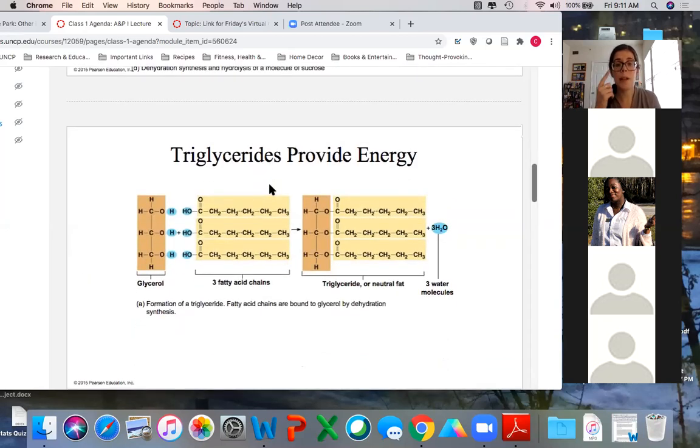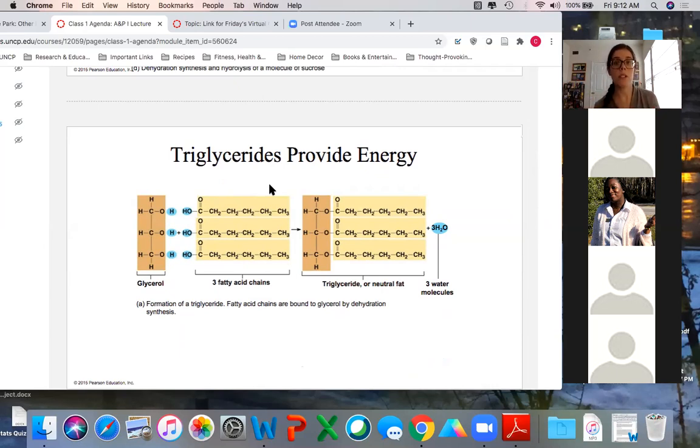Now, let's talk about lipids. Lipids are different from our other macromolecules because they don't have the same monomer forming a chain, right? Sugars, we've got the monosaccharides all linked together to form a polysaccharide. For proteins, we've got the amino acids all linked together to form a protein. Nucleic acids have nucleotides all linked together. But for lipids, it's not the same sort of thing. So that is the way that lipids are different from other macromolecules.